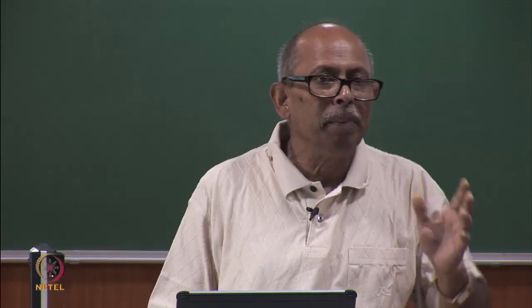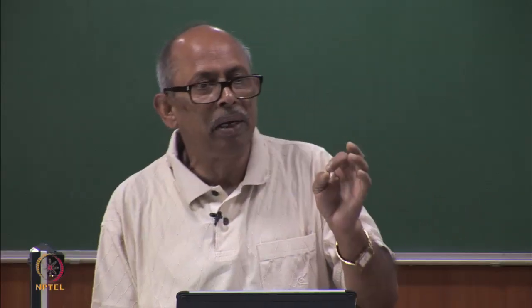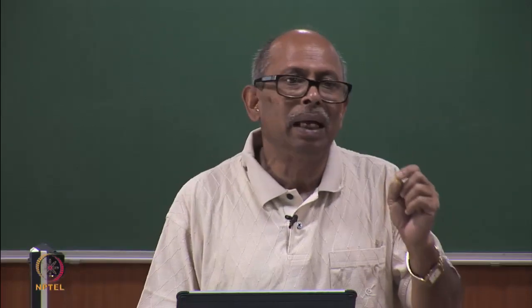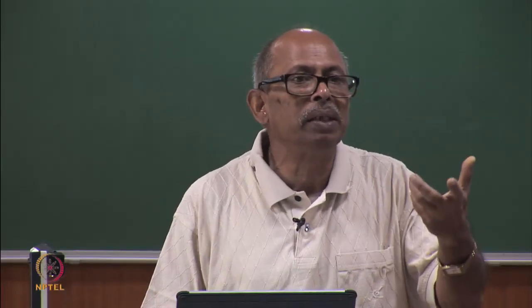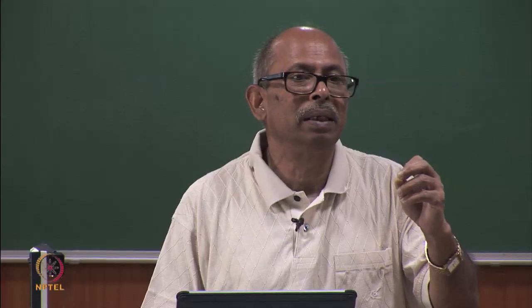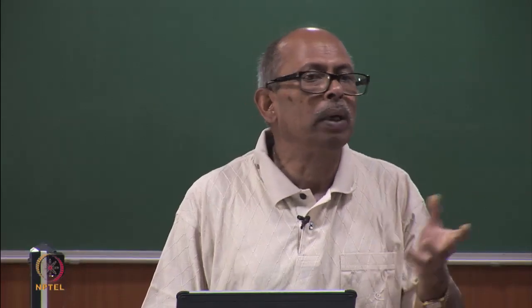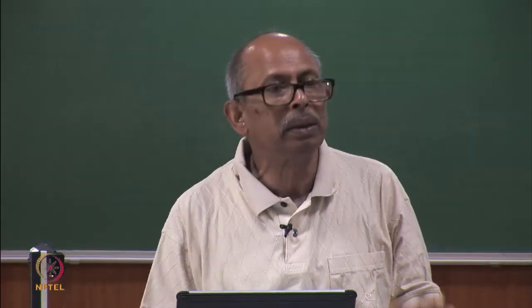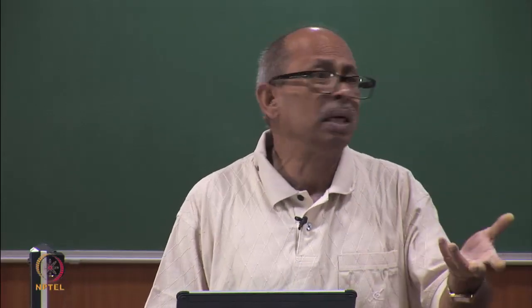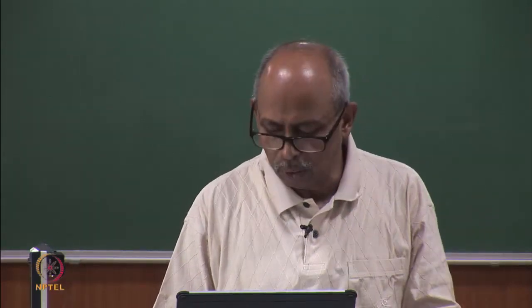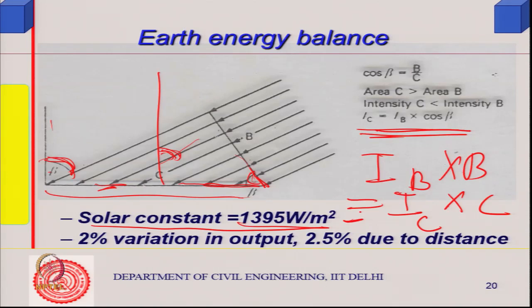So, perigee, apogee and all those, there is a slight variation. Besides that, the quantity of radiation emitted by the sun itself also varies somewhat, but approximately one can take something of the order of around 1395 watt per meter square. Some other book you might find slightly different. That is called the solar constant, received on top of the atmosphere.